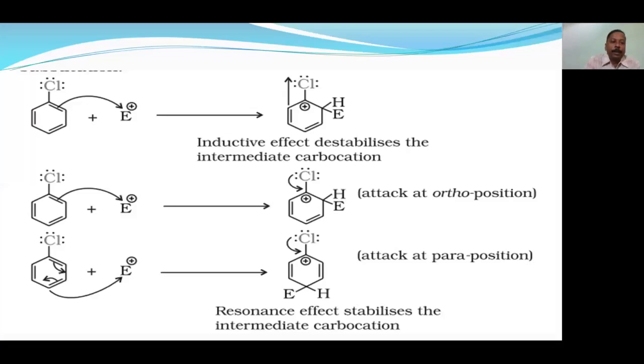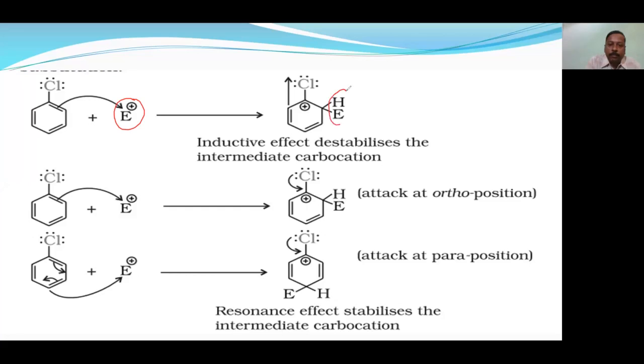Okay, here is the mechanism. Don't worry, mechanism is not rocket science. It is very easy. So electrophile means electron attracting. And that chlorine, because of this lone pair, it will be transferred over here.